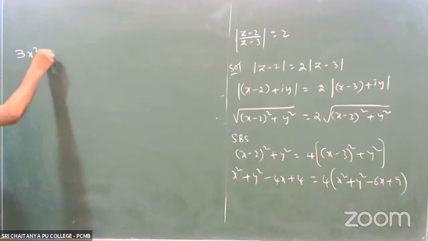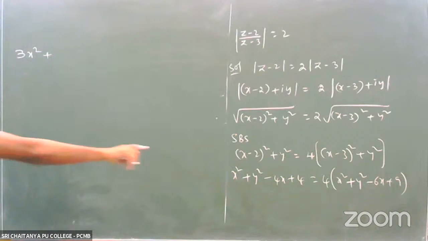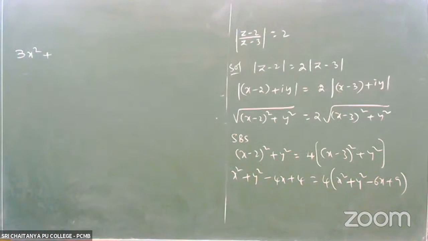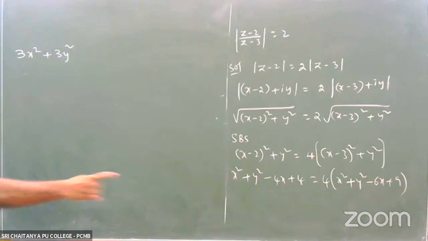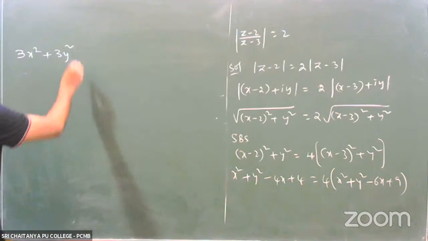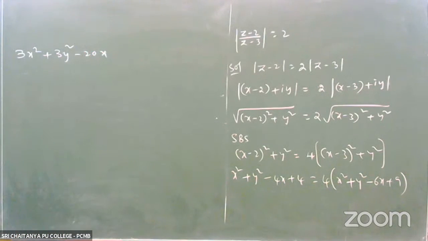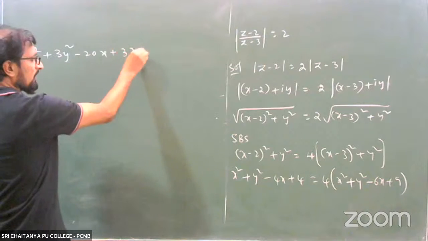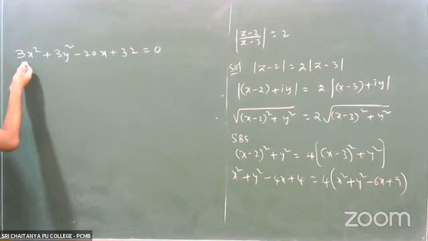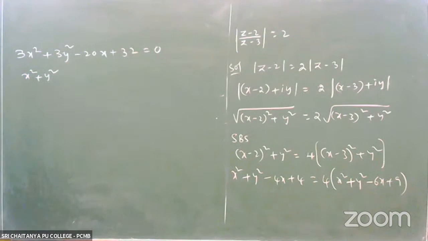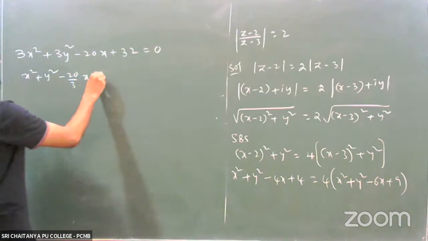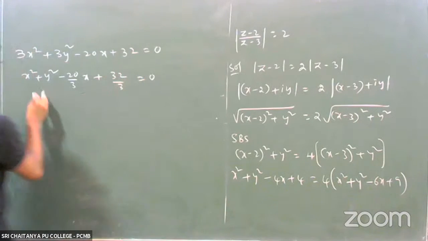See, 4x square minus x square, it becomes 3x square. If I transfer this one to that side, 4y square minus y square is 3y square. Right? There it is minus 24x plus 4x, minus 20x. It is 36 minus 4, it is 32, is equal to 0. Now, just compare this with x square plus y square, and there is no xy term, minus 20 by 3 x plus 32 by 3 is equal to 0. Okay?